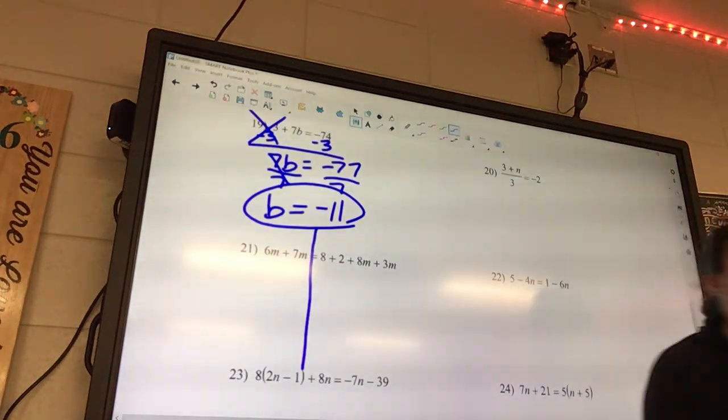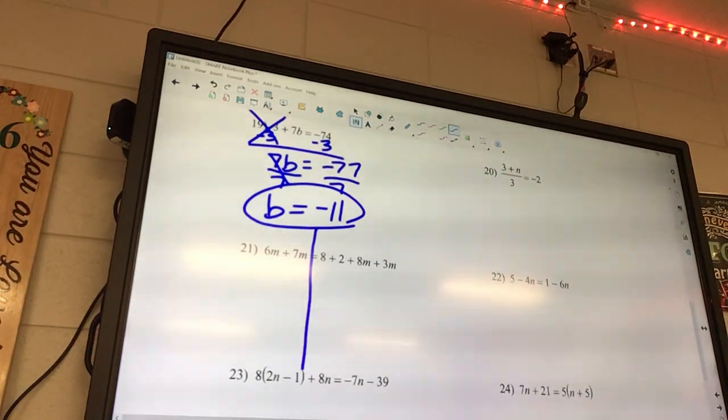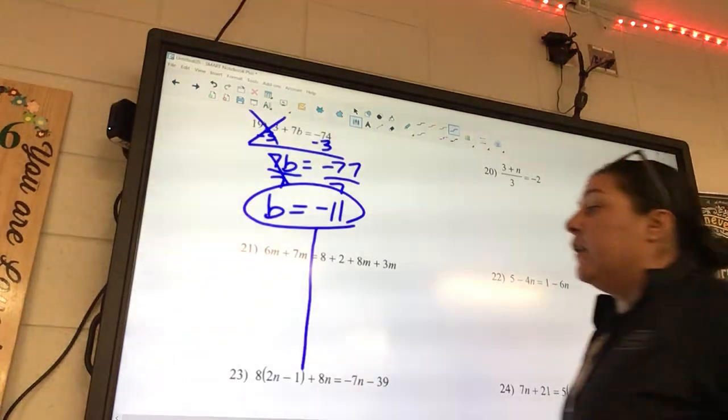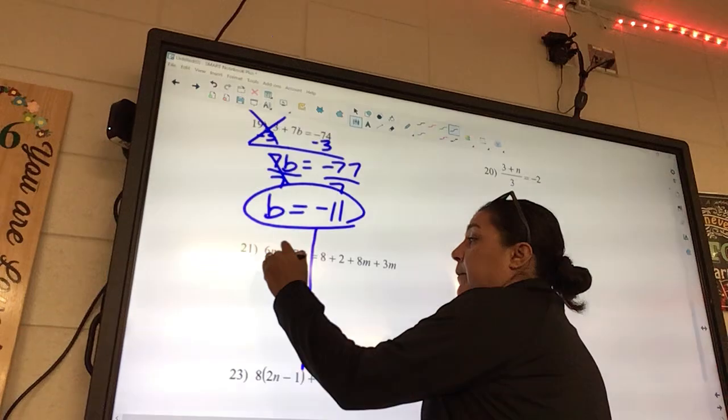Okay, so now let's look on the left. How many pieces are there? 2. There are 2. Are they 2 of the correct pieces though? No. No, okay, so those need to combine. Those are both a letter. So we can combine those. What is 6 plus 7? 13. So over here I'm getting 13M.